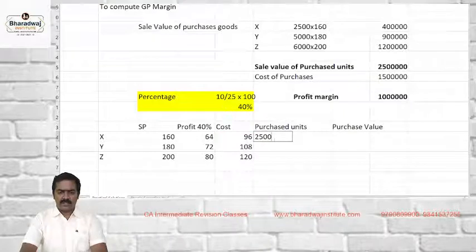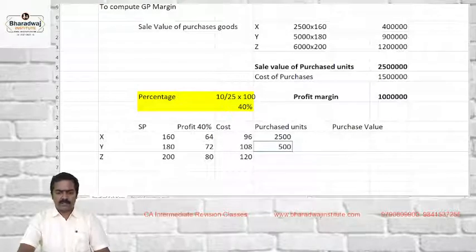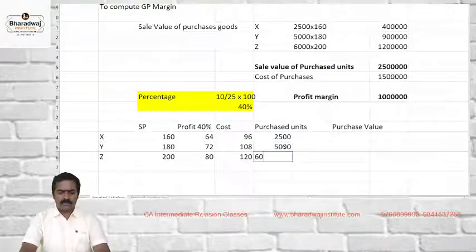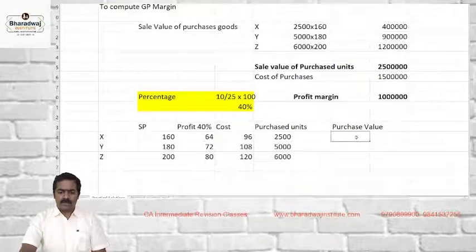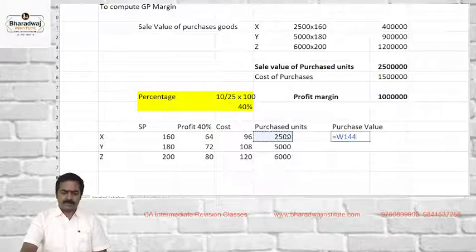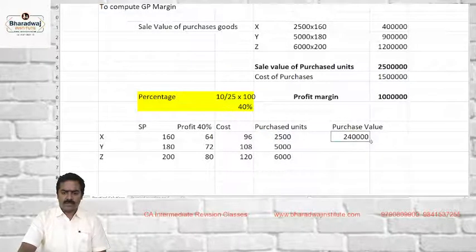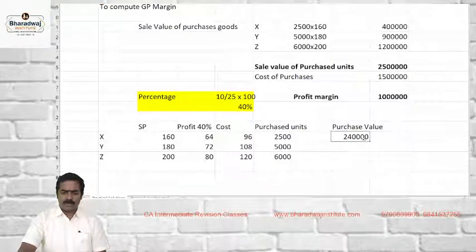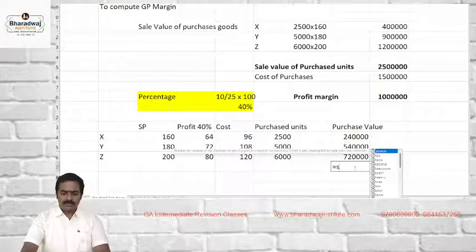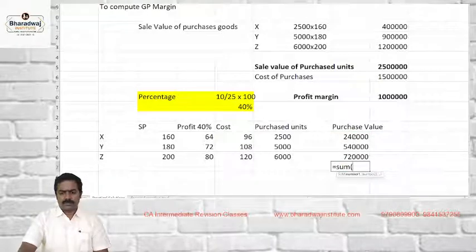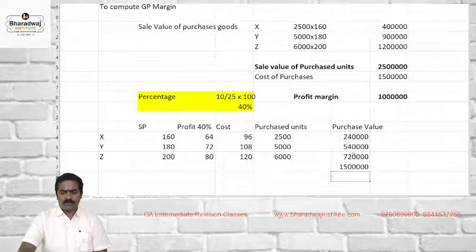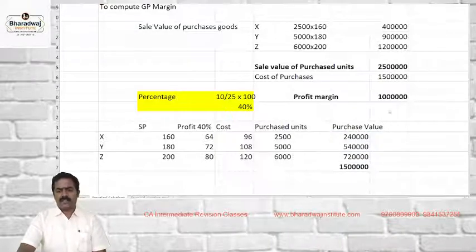This you multiply with purchased units. How many units you purchased? 2,500, 5,000 and what? 6,000. This is the purchased units. Multiply that, you will get the purchase value. You can cross verify your answer also. Or this is what required for your trading account. Yes, we get how much? 15 lakhs.